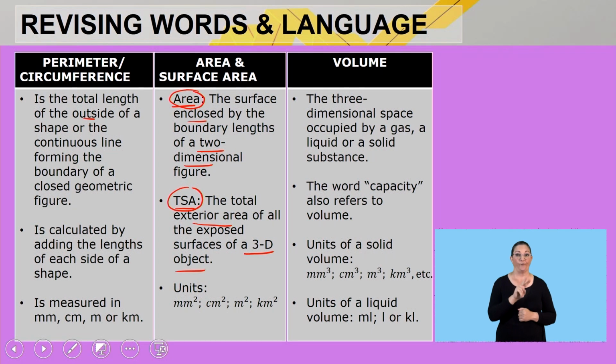Then, lastly, we'll be looking at volume. I've indicated that volume is the 3-dimensional space occupied by either a gas, a liquid, or it can be a solid substance as well. The word capacity also refers to volume. Then the unit we use for solid volume is, for example, cubic millimeters, cubic centimeters, cubic kilometers, and so forth. And then in terms of our liquid volume, we refer to it as milliliters, liters, or kiloliters.